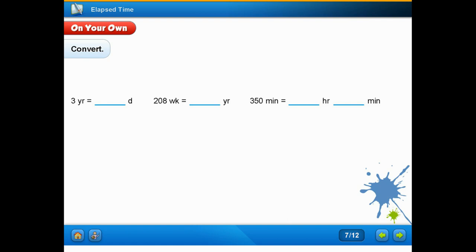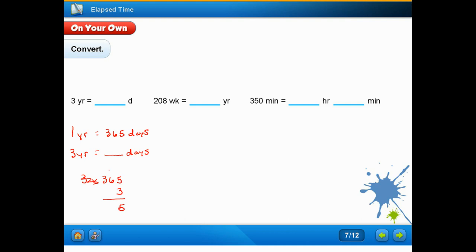All right, guys, so let's go ahead and check and see how we did here. The first one we have is years and days. So if I'm looking at years to days, I'm going from big to small. Anytime I go big to small, I'm multiplying. So 1 year equals 365 days. So if that's true, then 3 years equals how many days? That's what we're trying to figure out. So now we're going big to small, so we're multiplying. So I've got to take 3 and multiply it by 365.